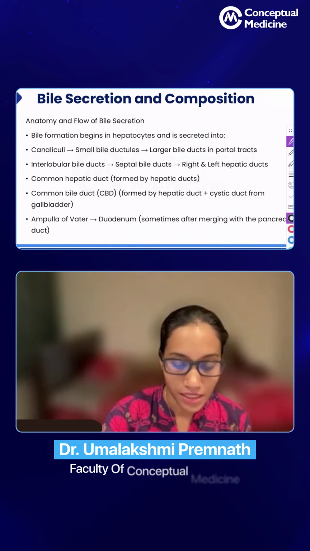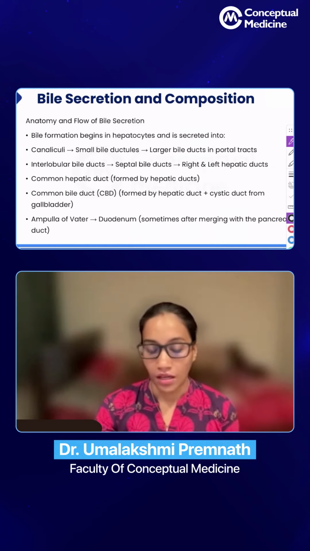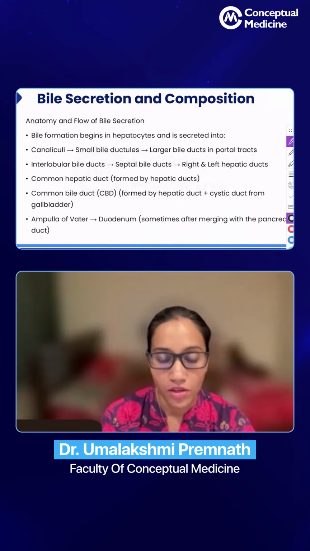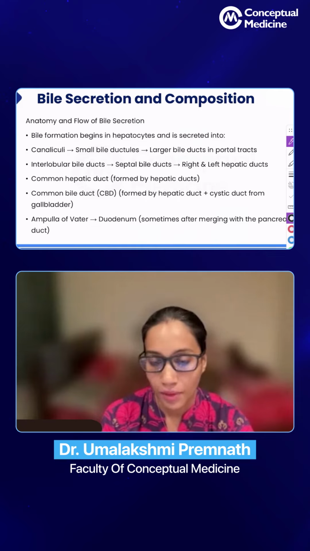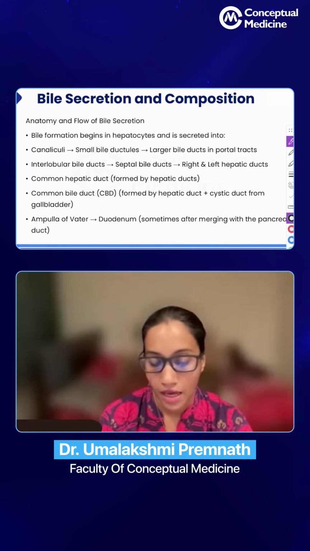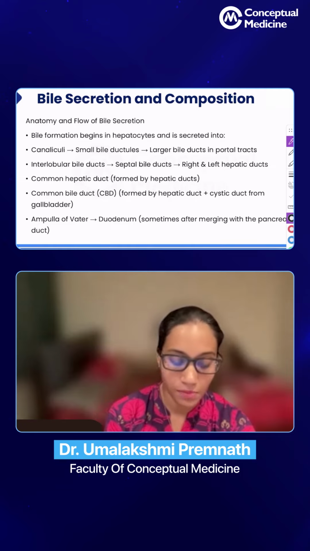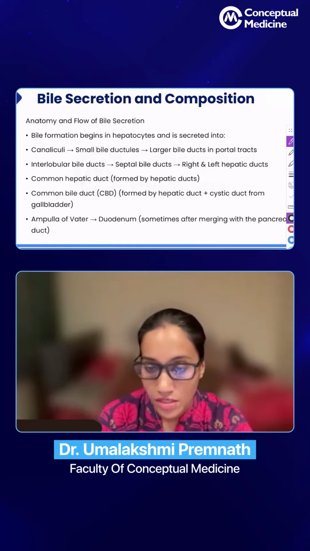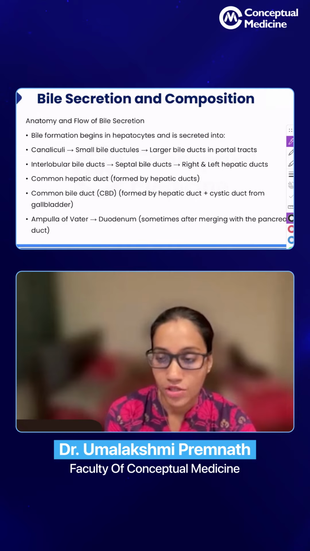So regarding bile secretion, to begin with, bile secretion. Today we'll talk about the anatomy, the physiology, and a little part of the gallstones. Later on, in the next class, it will be in detail about the other diseases of the gallbladder and bile duct. So the anatomy: bile formation begins in the hepatocytes, and it gets stored in the gallbladder.